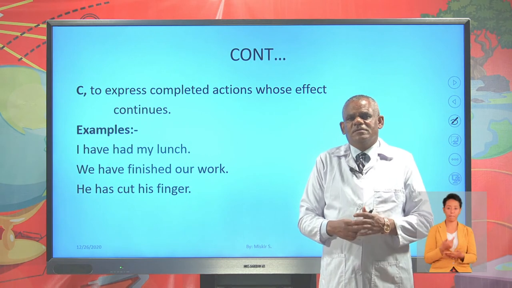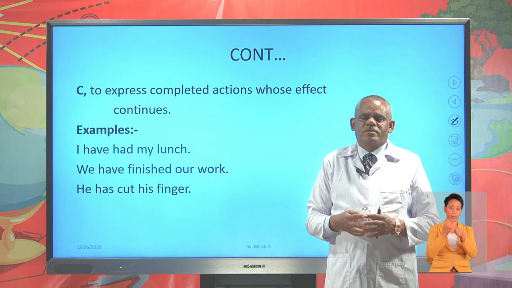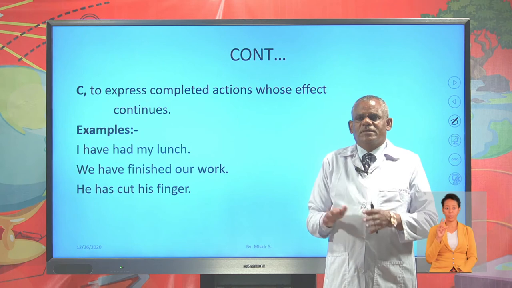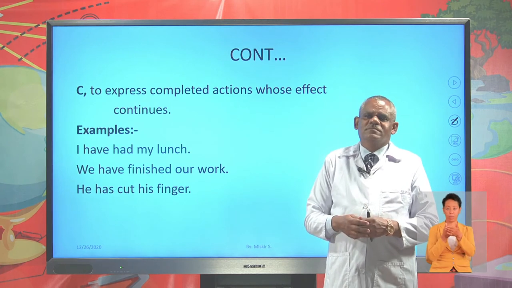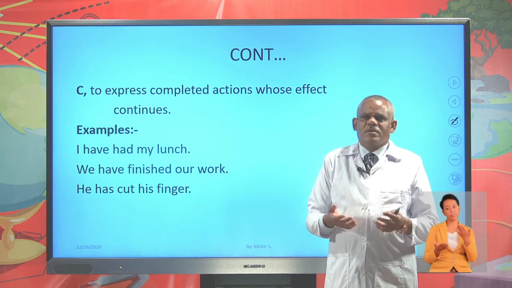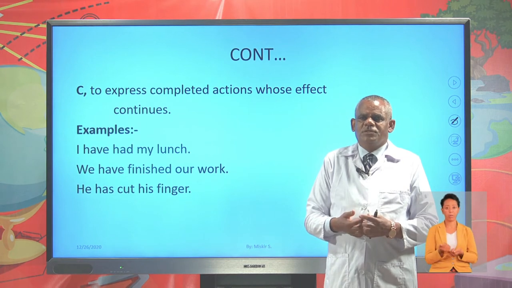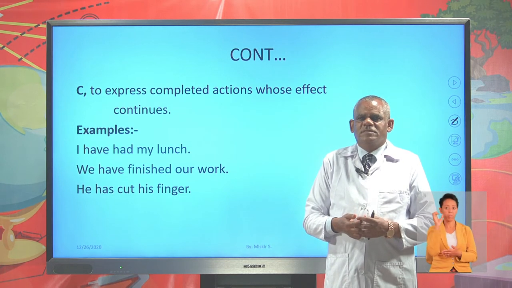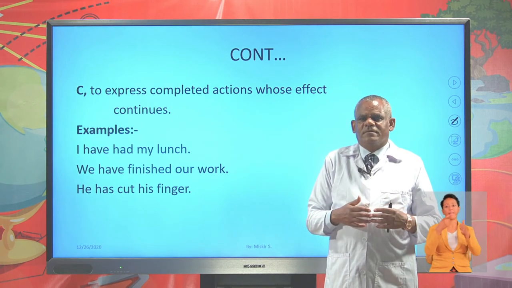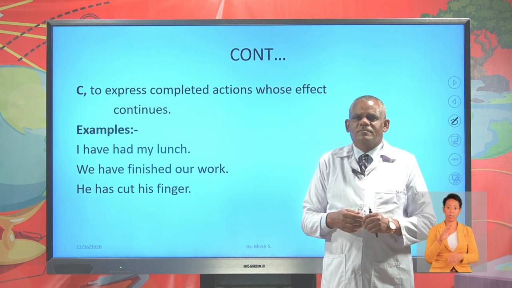In the second case, we have finished our work. This means that now you are doing what? Taking a nap, maybe. Maybe you are watching a film or movies, reading a book or a novel, or listening to music, etc. That is, the effect is there. You are at rest now.